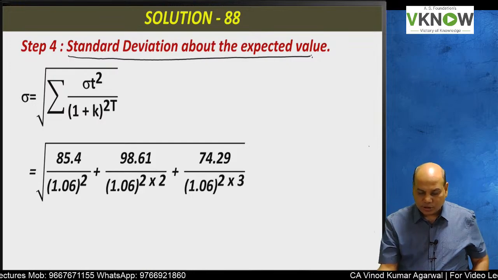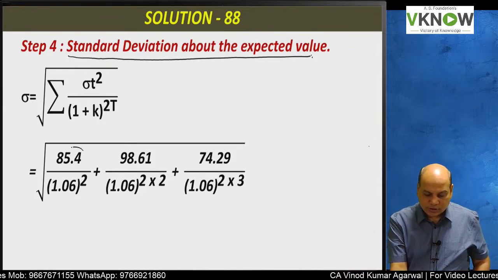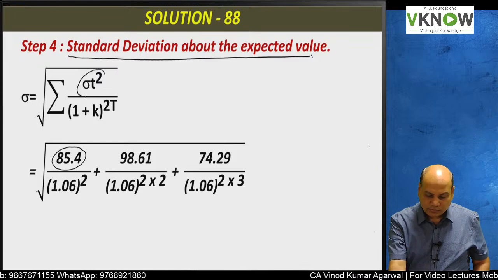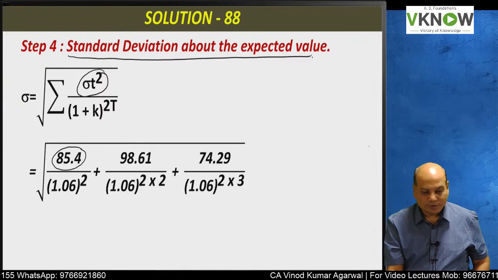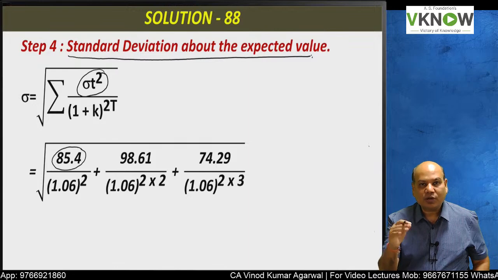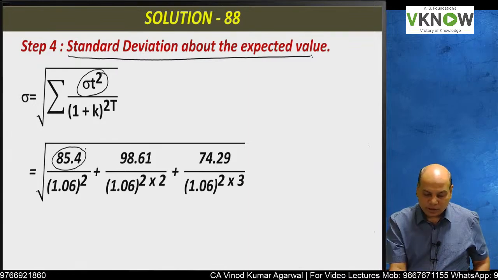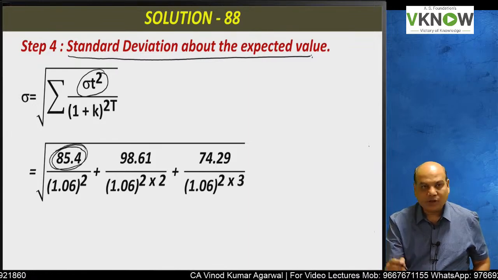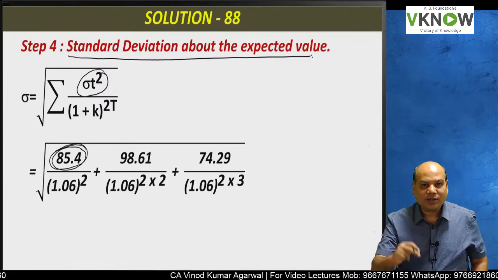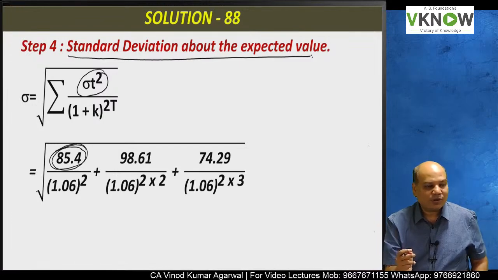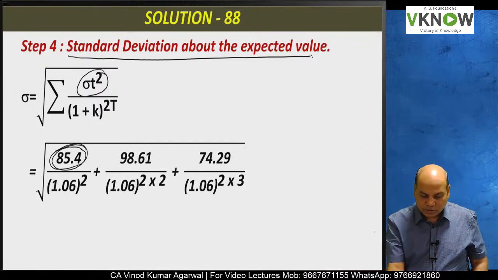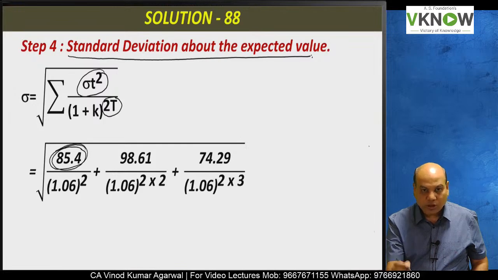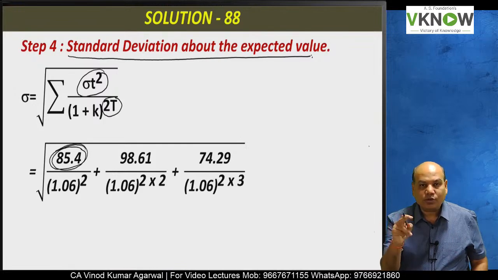You have computed the first year sigma square in the previous table. Go and check, 85.4, or you can write 9.24 square, but when I already have the sigma square figure, why write sigma and then square it again? It is a duplication of effort. Divide by 1.06 to the power 2t. 2t means 2 into 1 year, 2 into 1, 2.